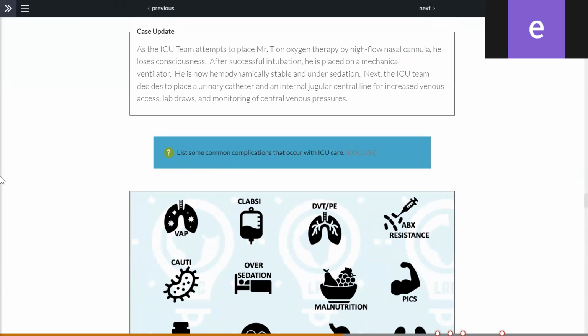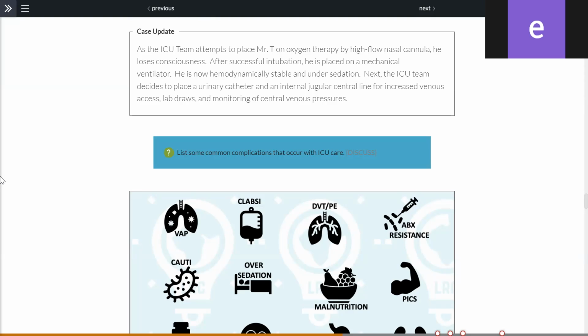Okay. So in the case update, as the ICU team attempts to place Mr. T on oxygen therapy by high flow nasal cannula, he loses consciousness. After successful intubation, he is placed on mechanical ventilator. He is now hemodynamically stable and under sedation. Next, the ICU team decides to place a urinary catheter and an internal jugular central line for increased venous access, lab draws, and monitoring of central venous pressure.